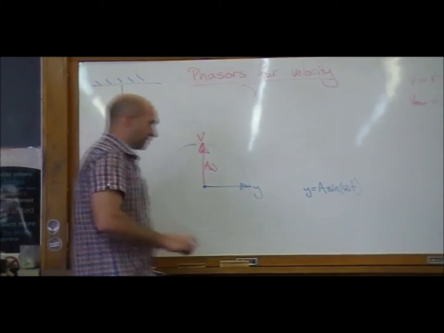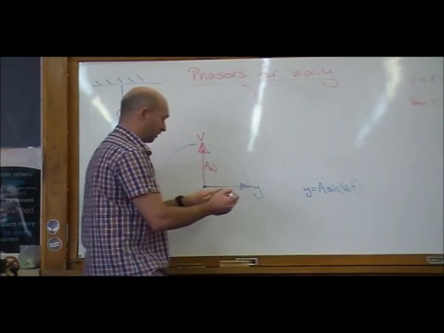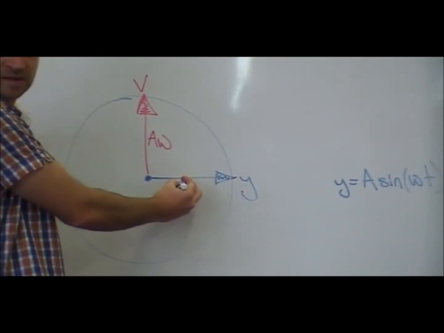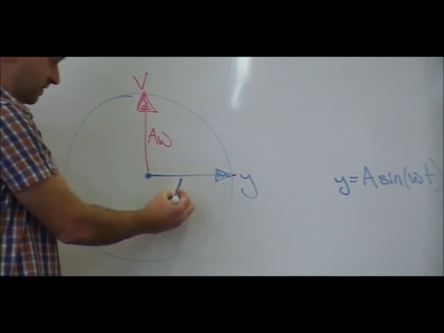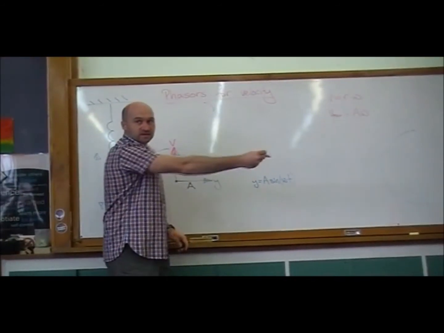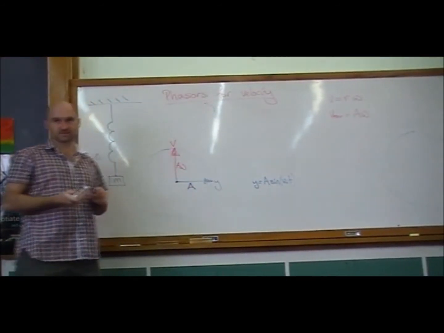In the same way that we knew that the length of the displacement phasor was just A. Because the sin omega t tells us how it goes up and down, the A tells us how much it is.